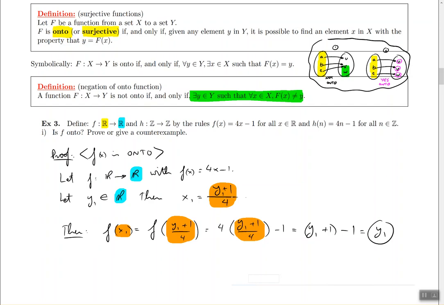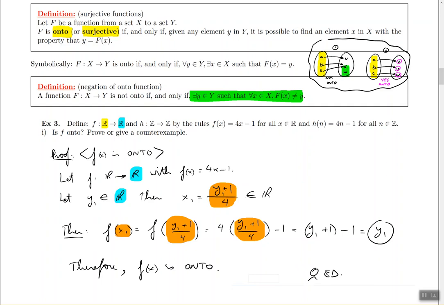Okay, all I have to check is that y1 plus 1 over 4 is in the domain. Is that really in the domain? Yes, because my domain is real numbers. It includes fractions. It includes all the plus 1s divided by 4, whatever. Everything is great. So this means that the function is onto. So therefore, the function f of x is onto. And that would be the end of the proof here.